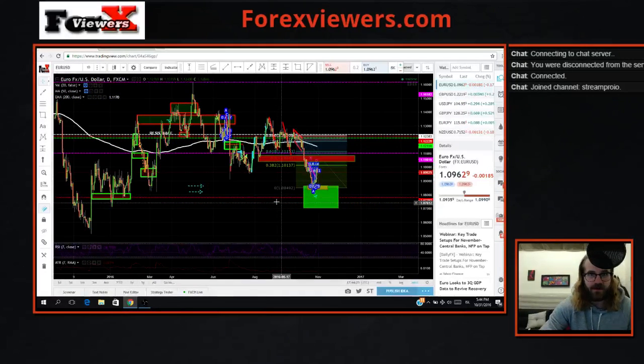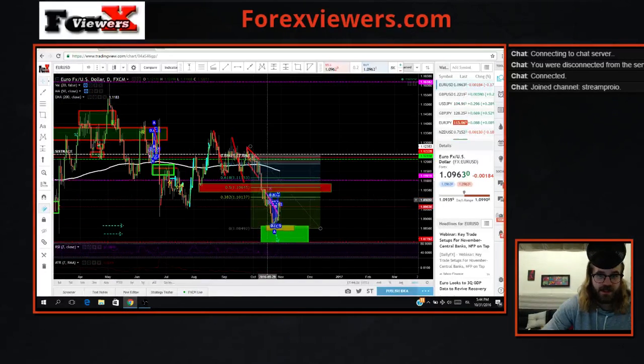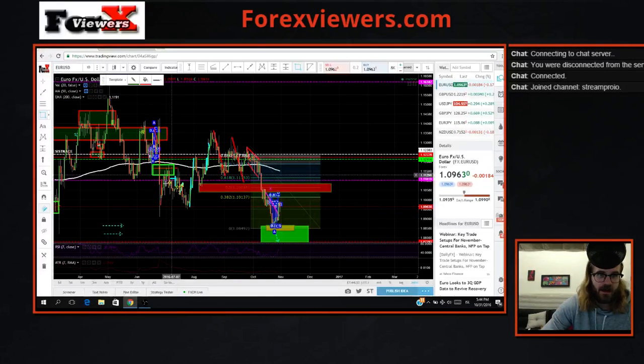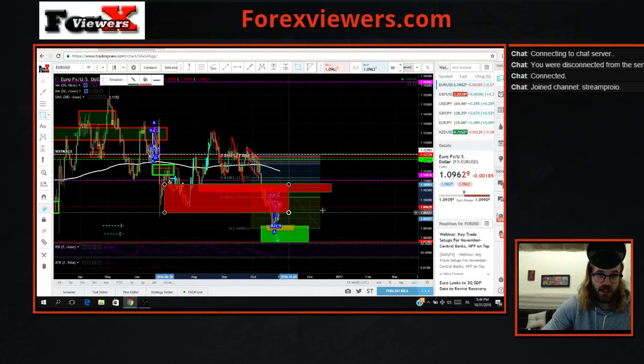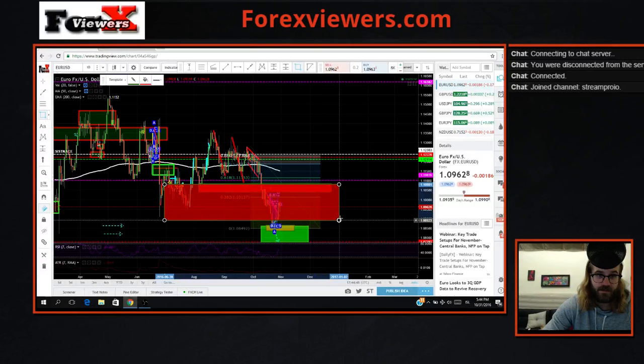Whatever, it doesn't matter. This wick does bother me though. So if I'm drawing in the box here, I would do it like this, but as you can see, this is getting super big, like so. You could do it like this.